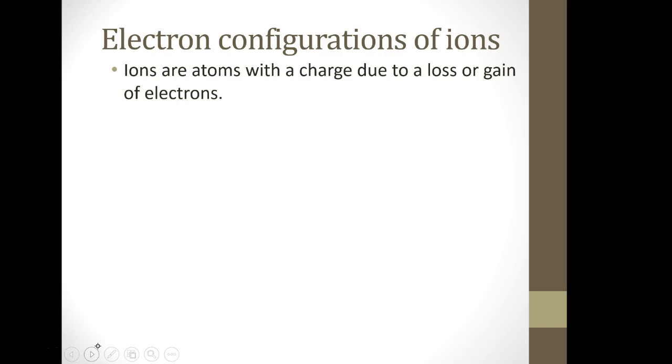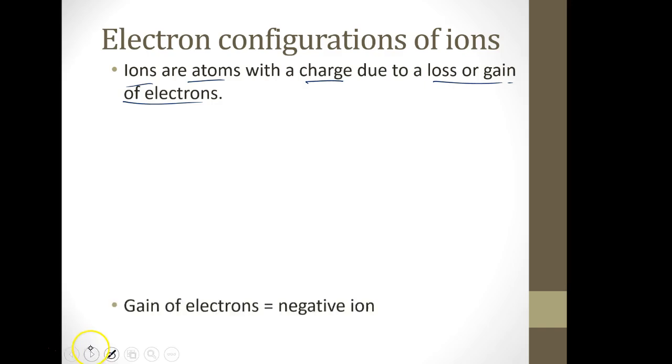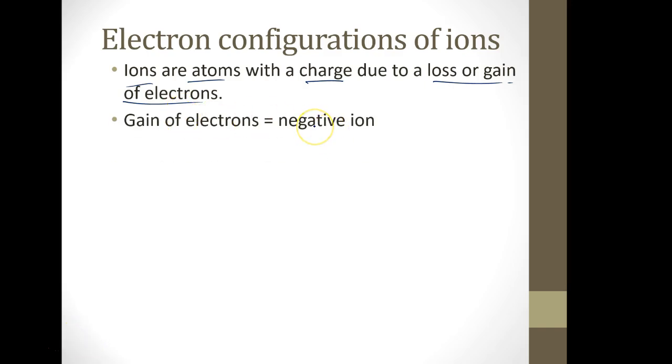Well, this is the reason why. It's because of the electrons. It's how the electrons are set up around the atom in their address. And so ions are atoms with a charge due to a loss or gain of electrons. We've had this before. A gain of electrons means it's a negative ion.